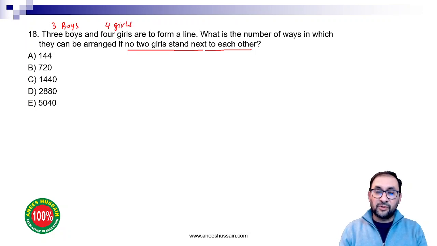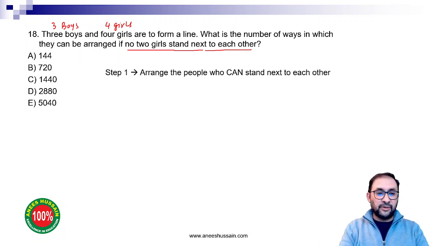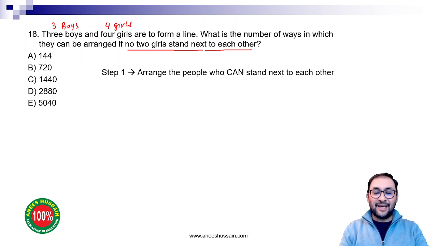There are no restrictions on the boys, but the girls need to be separated from each other. So the way to do this is to break this into 3 steps. Step 1 is to arrange the people who can stand next to each other. Those are the boys. So I'm going to create positions for the boys. I'm going to say 1, 2, and 3.